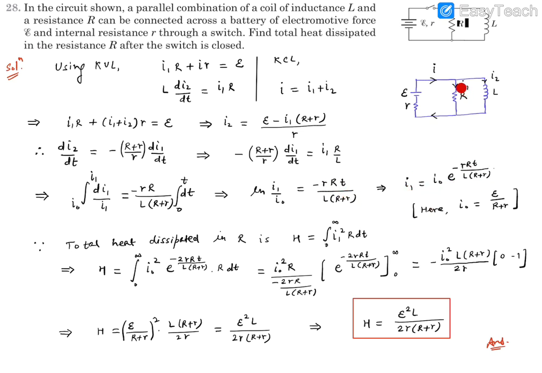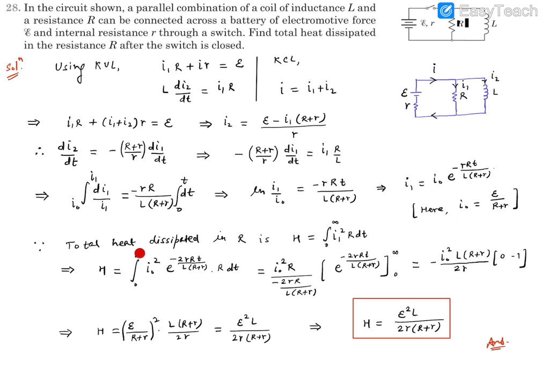Now how much will this I naught be, that means the initial current through this resistance. As soon as this switch was closed, this inductor will not allow any current through it, because inductors do not allow sudden change in the current. So the entire current will run through this resistor, and we will have this circuit only. And from here, this current I naught can be written as E divided by (R plus r). So that's the I naught expression.